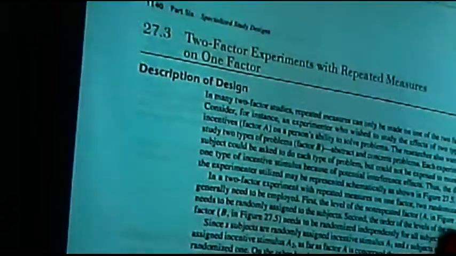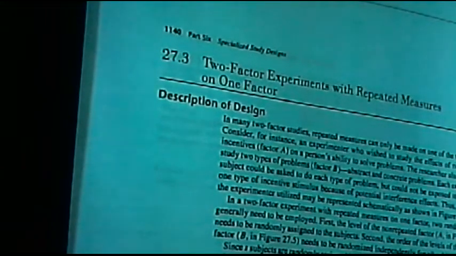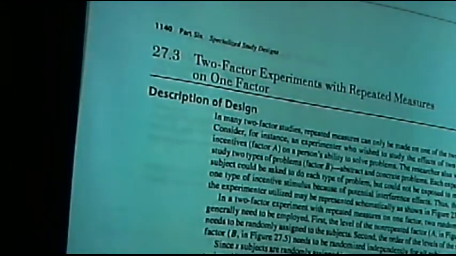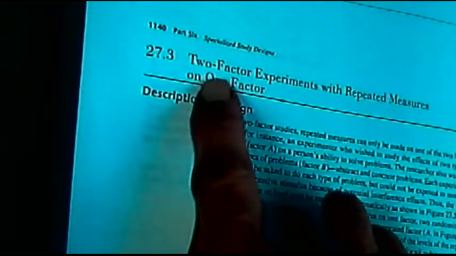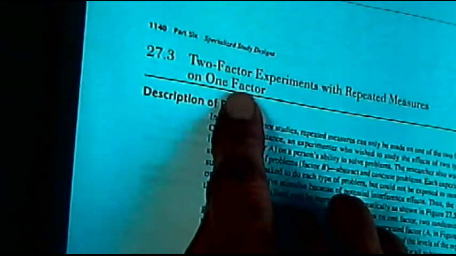So, this is on page 294 of the textbook. It says two-factor experiments with repeated measurements on one factor. Okay? And then there's a little picture down here at the bottom which illustrates what he's talking about. So here's a layout of some data where we have factor A, which has two levels apparently. We have the subjects named in that column.